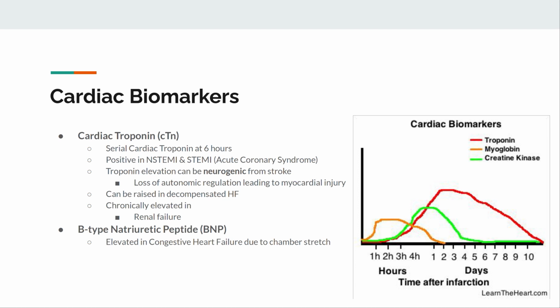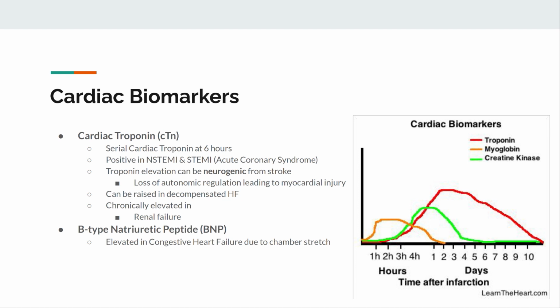The troponin elevation can actually be neurogenic from a stroke, so it doesn't have to be an actual heart attack, and it can also be chronically raised in renal failure. And also it can occasionally leak during heart failure. So it's not perfect, but in someone with symptoms of chest pain with ST elevation and a rise of troponin on serial troponins, that's 100% a STEMI.